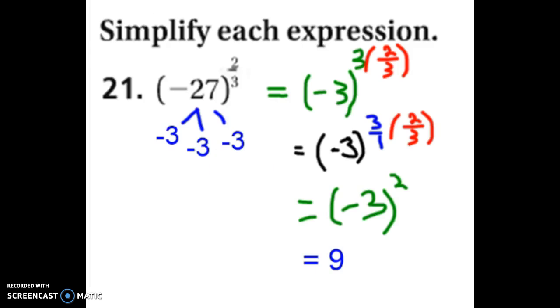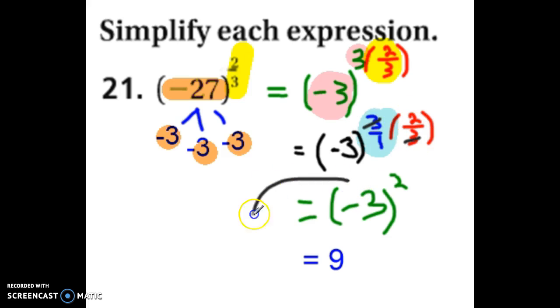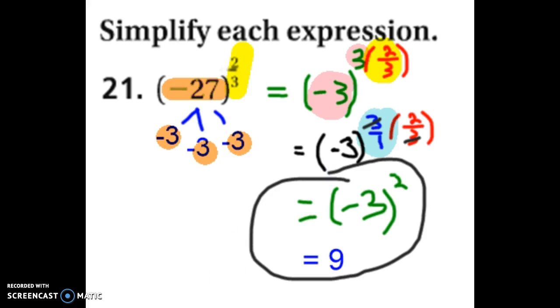In problem 21, I'm going to simplify. I notice right away negative 27 can be factored to negative 3, negative 3, negative 3. And I'm going to use my rational exponent. So I have negative 3 to the 3rd power. And I take this, multiply it by 2/3. So when I take my 3, make it a fraction, and then I noticed the 3's reduce. So I have 2 over 1. That's how I got 9.